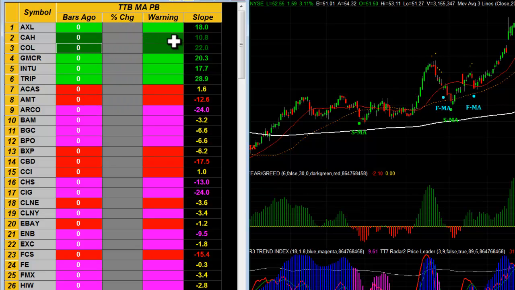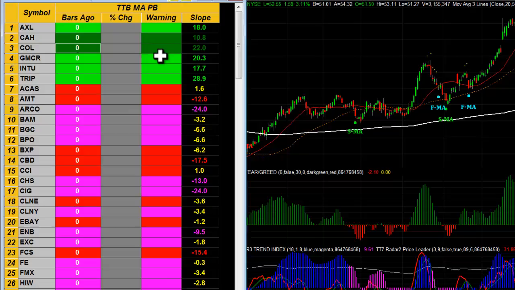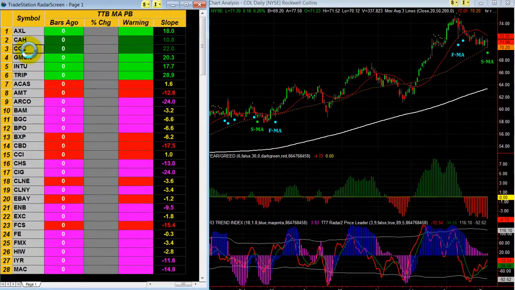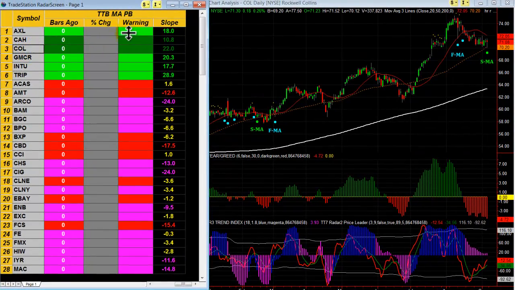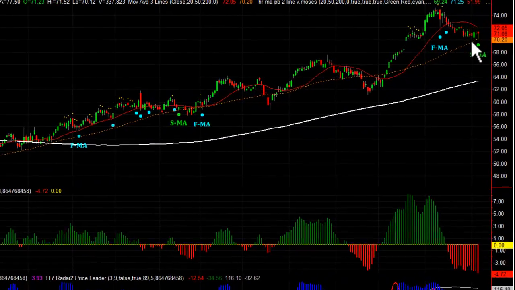Let's look at the slope now and see. As I said, those with the higher slope have a better chance. So let's look at COL, and we can see now that it has identified a pullback to the slow moving average.